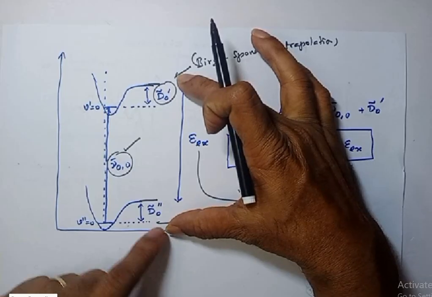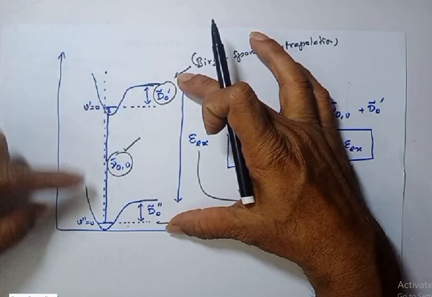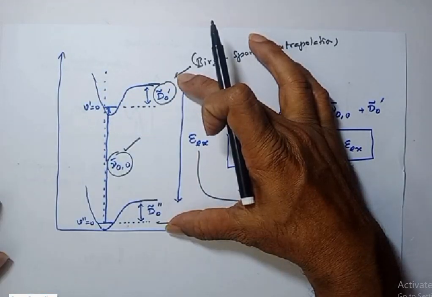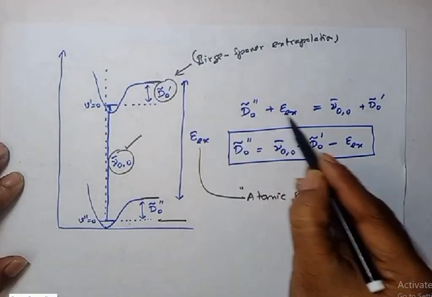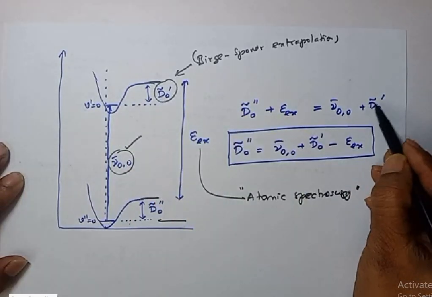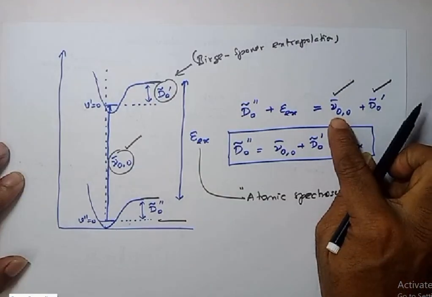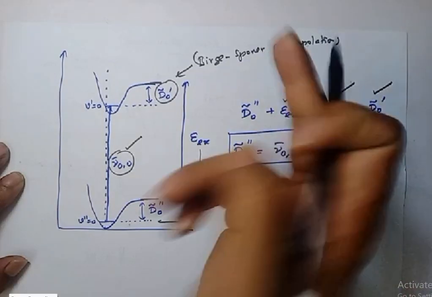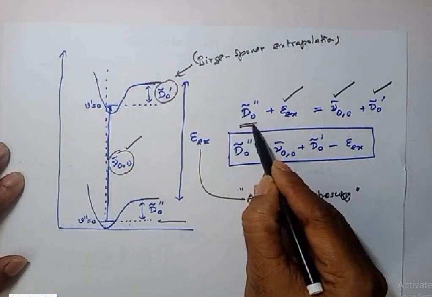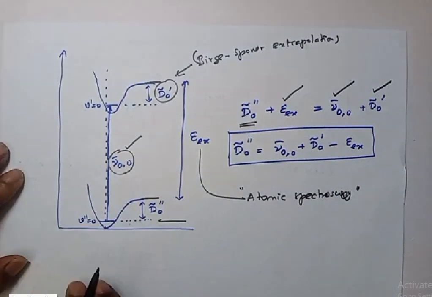This gap is also equal to the 0 to 0 prime frequency, that is energy, plus D0 prime. So 0 to 0 plus D0 prime is equal to D0 double prime plus excitation energy. So I can write D0 double prime plus excitation energy is equal to the energy for the 0 to 0 transition plus the dissociation energy of the ground electronic state. I know this from the Birge-Sponer extrapolation. This we can obtain from the electronic spectrum. This we can get from the atomic spectrum of that atom. If I know all three values, I can find the dissociation energy of the molecule in the ground electronic state using this method.